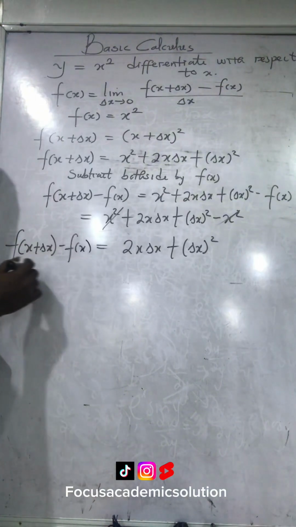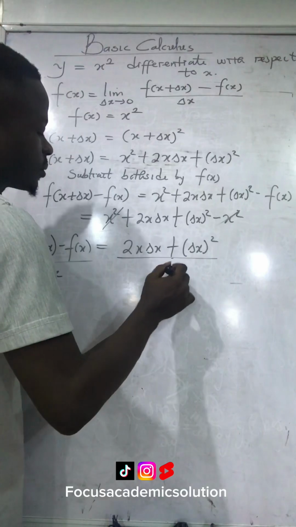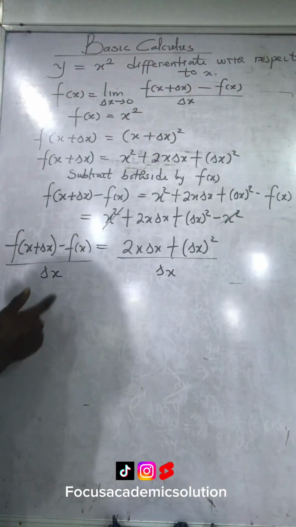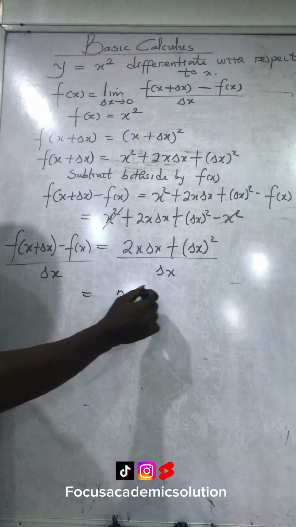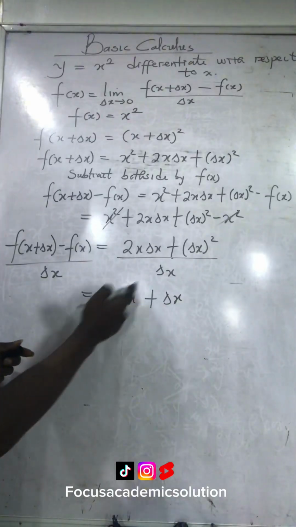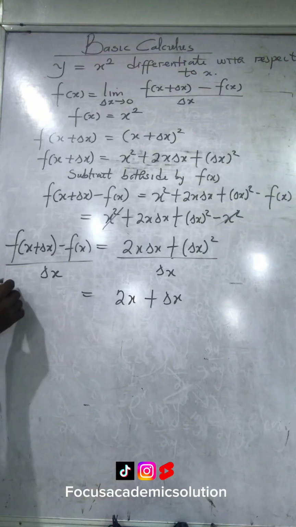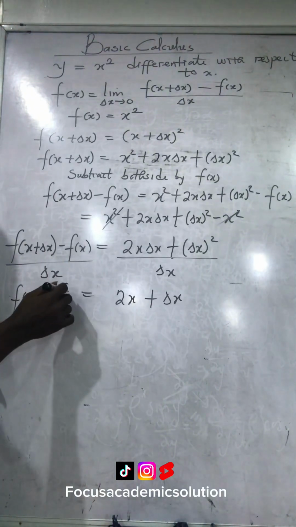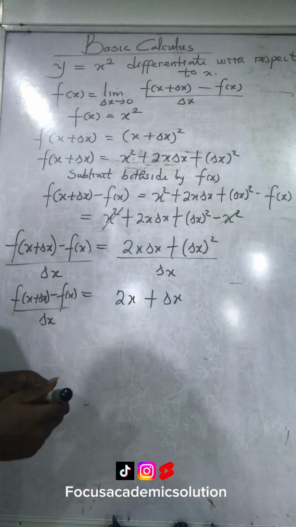The next thing we do, we divide both sides by change in x. We cancel change in x in this, likewise this side. So we have 2x plus change in x, because change in x squared divided by change in x leaves one change in x remaining. Don't forget, I'm still having these at the other side. So we take limit of both sides.